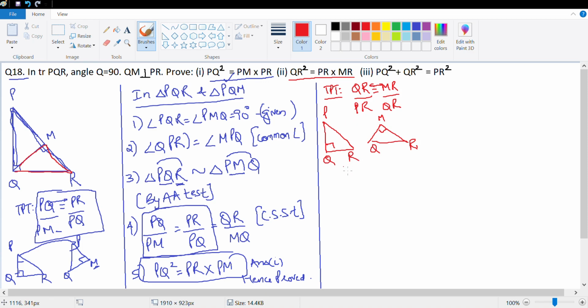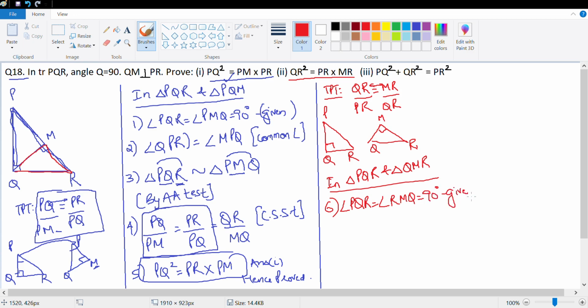Okay, let's just write this. So this would be in triangle PQR and triangle QMR. This was 0.5, so we go to 0.6. Angle PQR is equal to angle RMQ is equal to 90 degrees. This is given. So we've got one angle equal here.